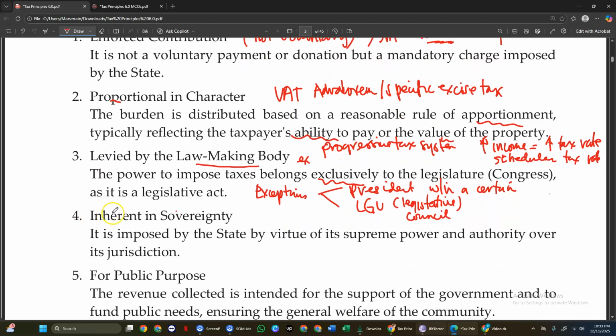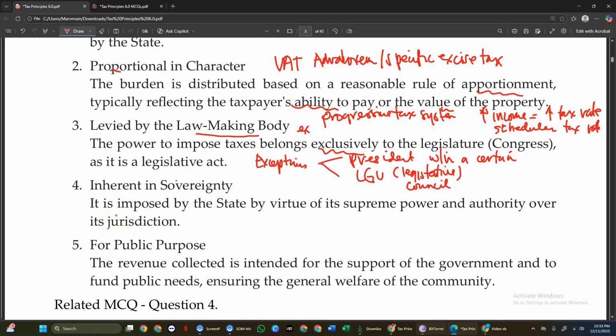It is inherent in sovereignty. It is imposed by the state by virtue of supreme power and authority inherent to it. So it coexists with the state. Logically, because tax power is one of the sovereign powers of the state and part of the state, therefore it coexists.